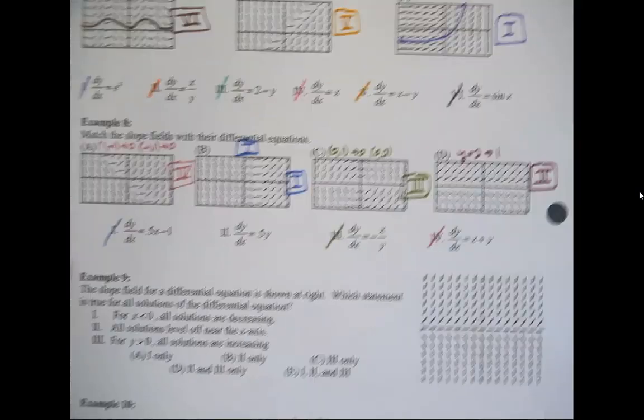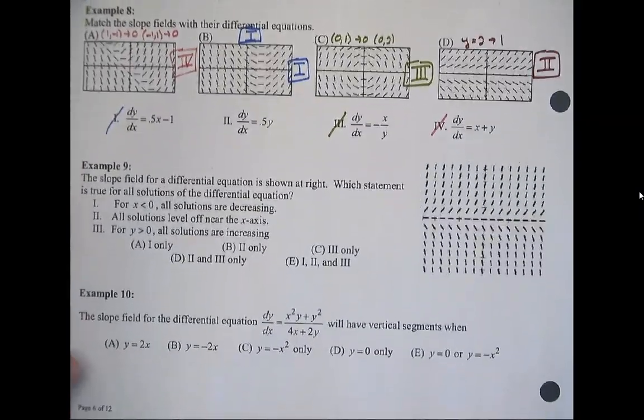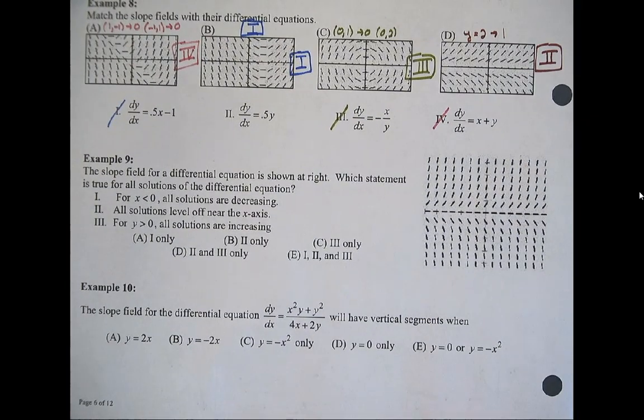Let's see where we left off. So I think we left off with example 8. So example 9, the slope field for a differential equation is shown at the right. Which statement is true for all solutions of the differential equation?